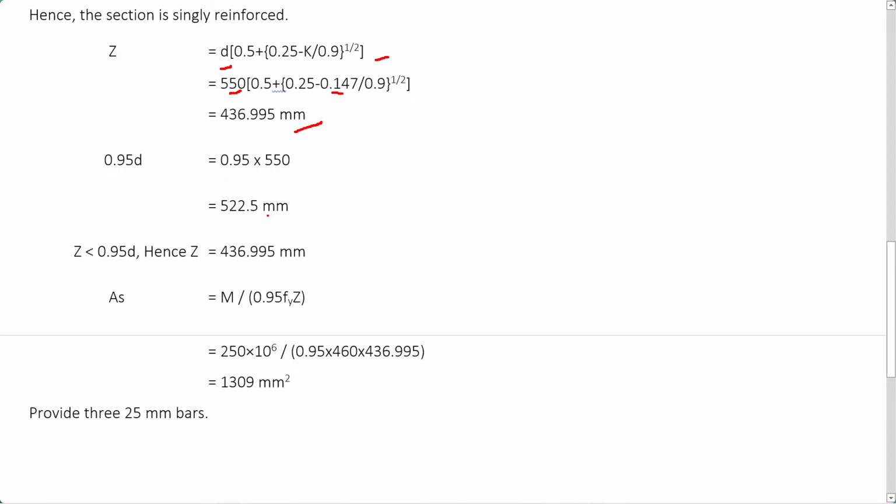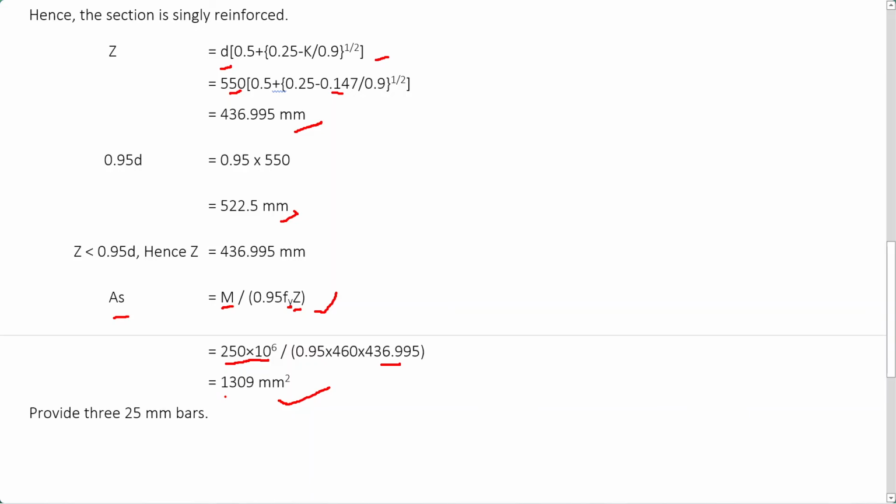0.95 times d is 552, and it's less than that. Therefore, you can consider Z as 436.95 millimeters. The reinforcement area can be calculated from this equation. Now we know the bending moment, we know the yield strength, and we calculated Z. The bending moment should be substituted in the same units as previously. Then you can substitute the lever arm. From that equation, you can get the reinforcement area very easily.